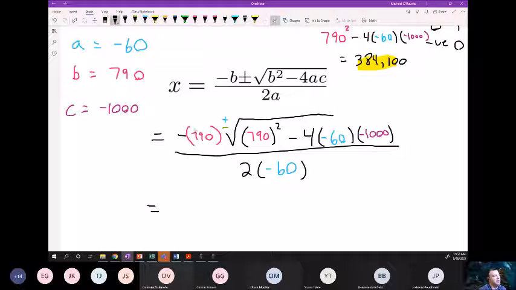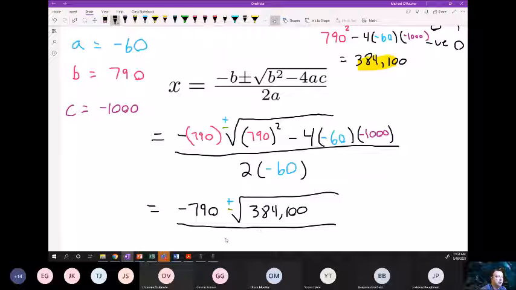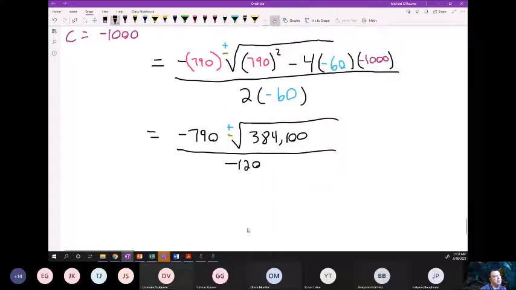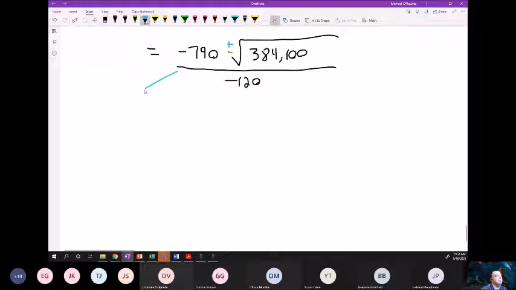Good. So this up here, negative times a positive is going to be negative 790. Then we're going to have the plus minus again. Luckily we've already done the numbers up there: 384 comma 1000 over negative 120. And this is where we do our split. This is the positive side, and this is the negative side. I want you to start filling that out. Pick one side and try to do it, and let's see if we get the same answer.